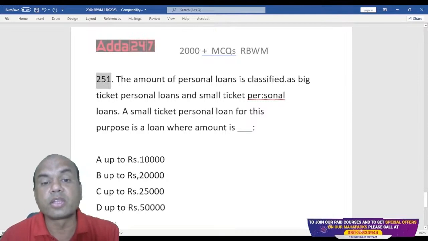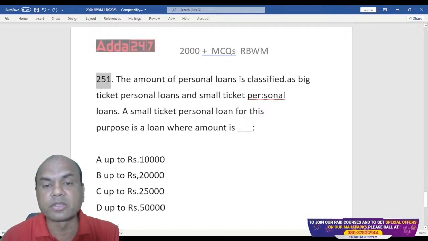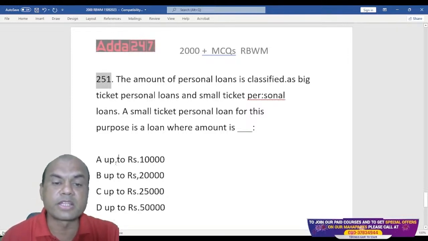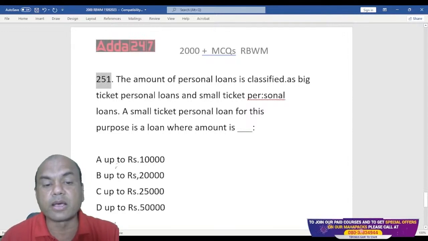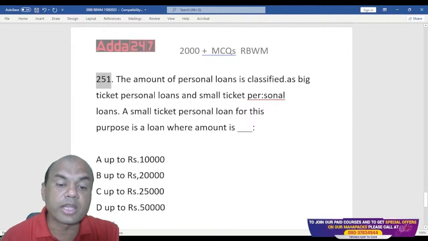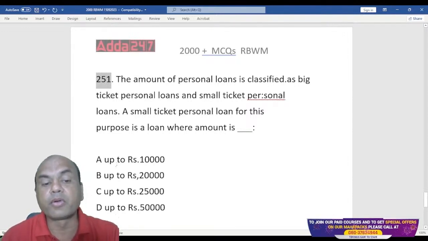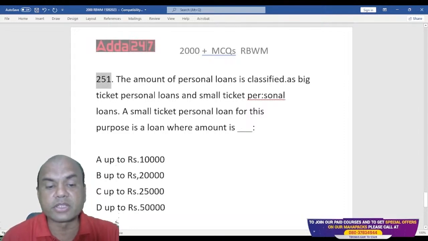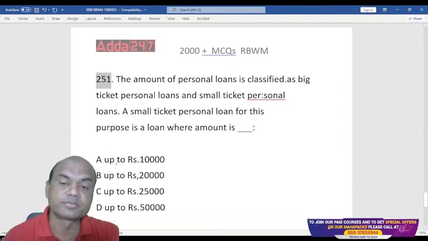Okay. So the amount of personal loans is classified as big ticket personal loan and small ticket personal loan. Small ticket PL is a loan where the amount is what? Up to 10,000, up to 20,000, up to 25,000 and up to 50,000.